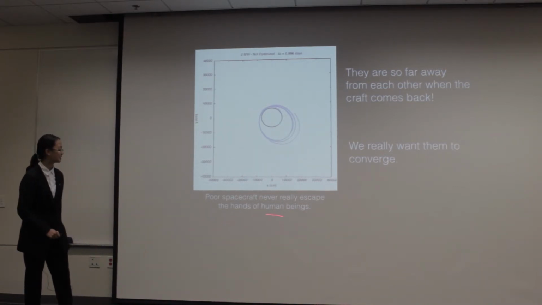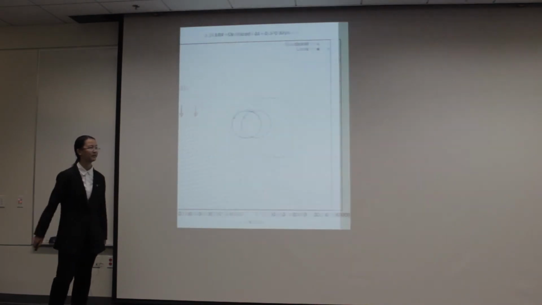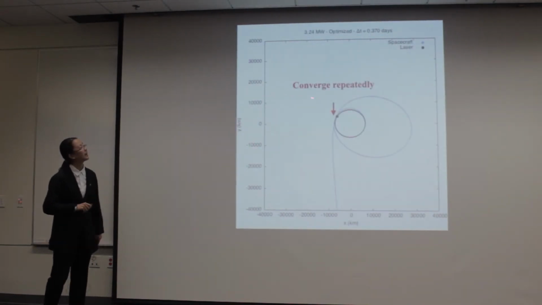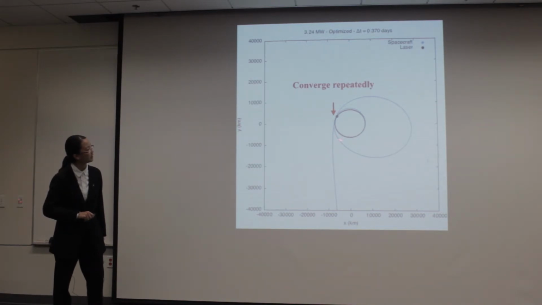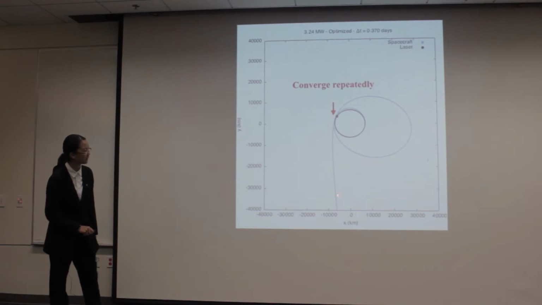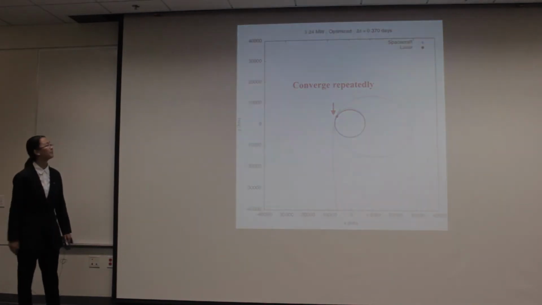So yeah, the poor spacecraft here never really escaped the hands of human beings. And this is the effect of converging repeatedly. The craft goes around and goes away, pulled back by the Earth's gravity, but then it converges, so it goes away really fast.